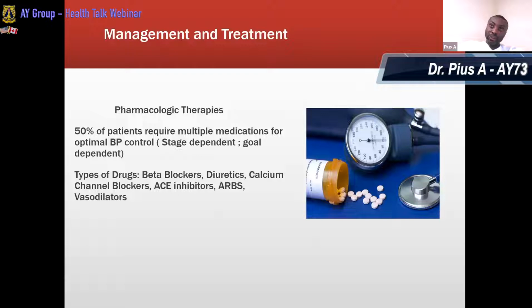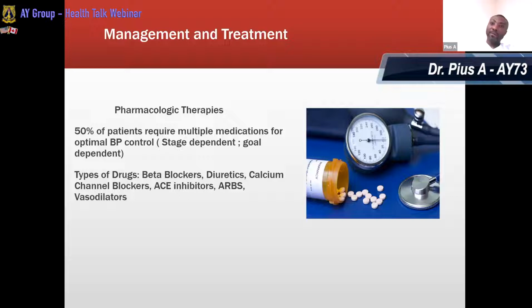Diuretics, which reduce your volume, it makes you urinate more so that your volume of blood or volume of fluid is reduced, and so you don't have increased volume going through arteries that are inelastic and causing pressure to go up. We have calcium channel blockers. These type of medications work on the arterial walls to help the arteries dilate, allow more room so that you can have that volume go through and reduce pressure.